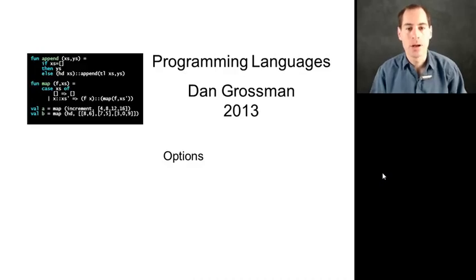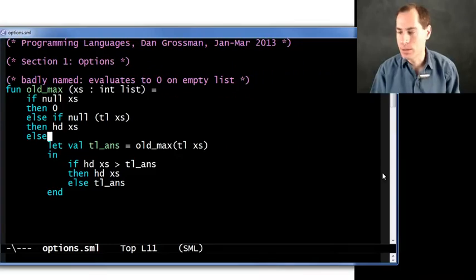All right, in this segment, I want to introduce the last major language construct we'll use just a little bit on homework 1, and that's options. To motivate this, I want to go back to this function we've seen before for computing the maximum of a list. So this old max function, old because we've seen it before, takes in an int list and returns an int.